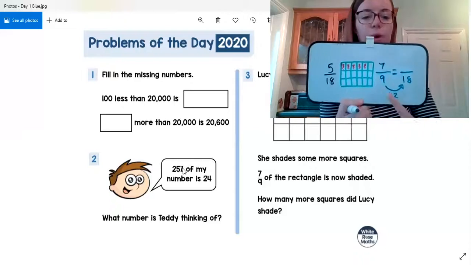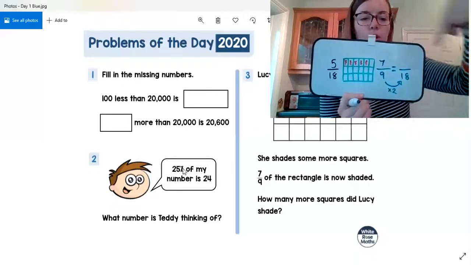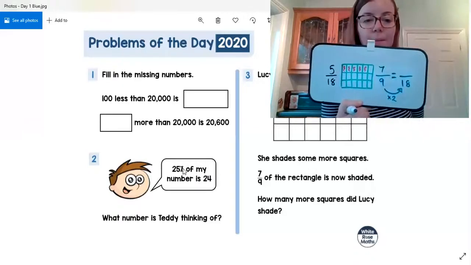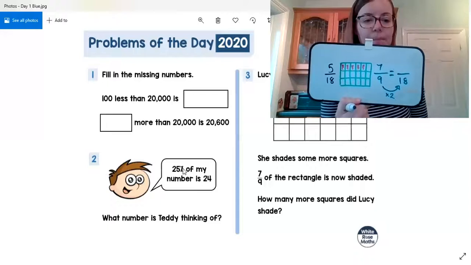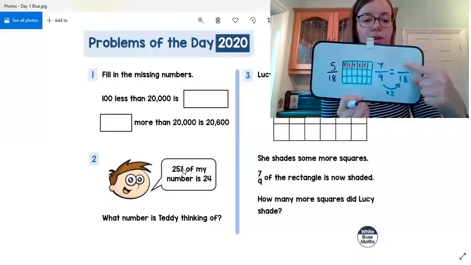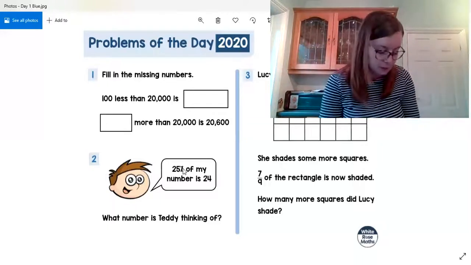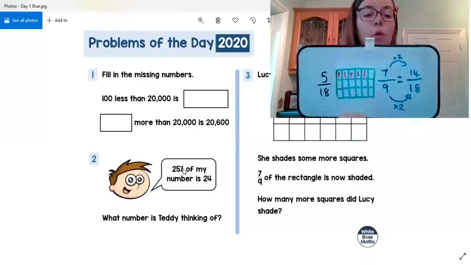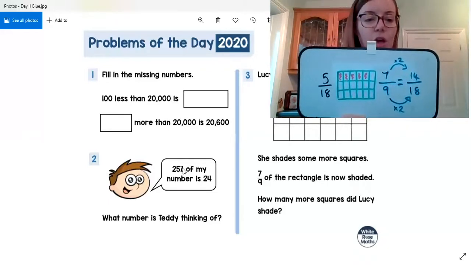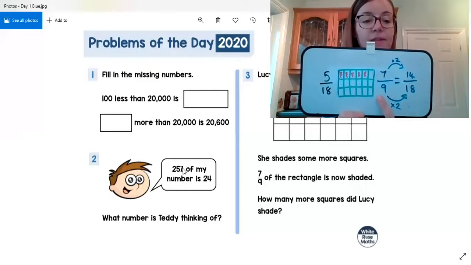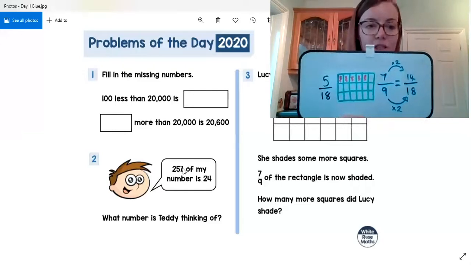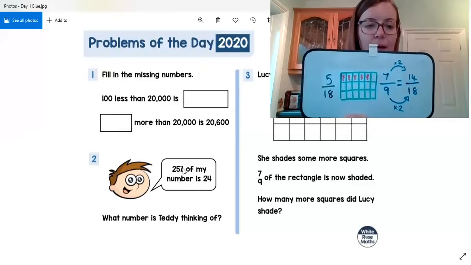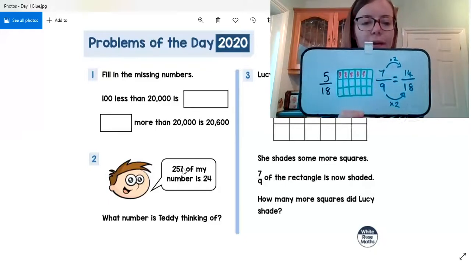Now, what's that rule? Whatever we do to our denominator, what do we have to do to the numerator? The same again. So I'm going to do 7 times 2 up here. We'll try and work that one out, and we should arrive at 14/18. So we know to end up with 7/9 shaded, we should have 14 out of our 18 squares coloured in. Now, actually, we've already got 5.